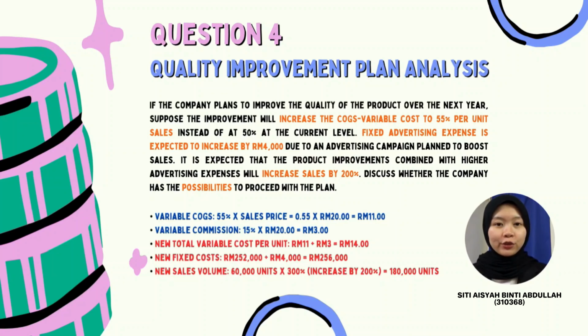Variable cost of goods sold: 55% times sales price equals 0.55 times 20 ringgit equals 11 ringgit. Variable commission: 15% times 20 ringgit equals 3 ringgit, and the new total variable cost per unit is 11 ringgit plus 3 ringgit equals 14 ringgit. New fixed cost: 252,000 ringgit plus 4,000 ringgit equals 256,000 ringgit. And the new sales volume is 60,000 units times 300%, that is increased by 200%, equals 180,000 units.